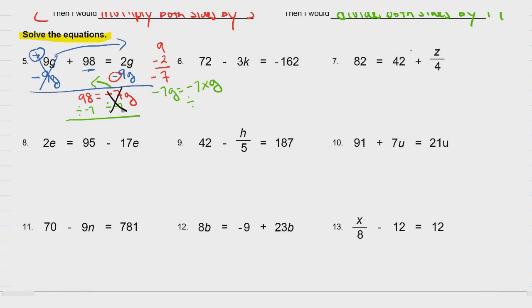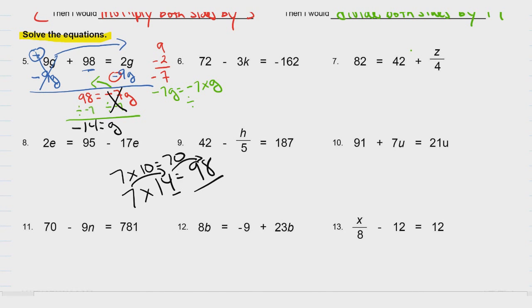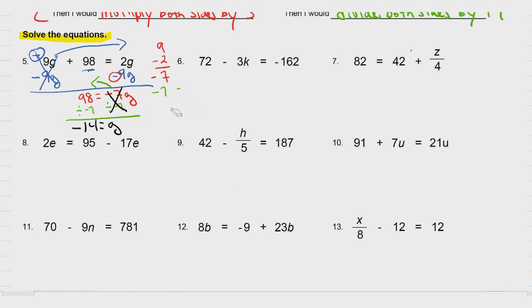So the negative 7's are canceled out. So you're left with g on this side. And what times 7 equals 98? Well, 7 times 10 is 70. So if we're multiplying by 7, I would be guessing it's 7 times 14 equals 98. And I guess 14 because 7 times 4 equals 28, which gives us the 8. And then 7 times 1 is 7 plus 2 is 9, so 98. So this is going to be negative 14 equals g. And we solved the equation with 2 steps.